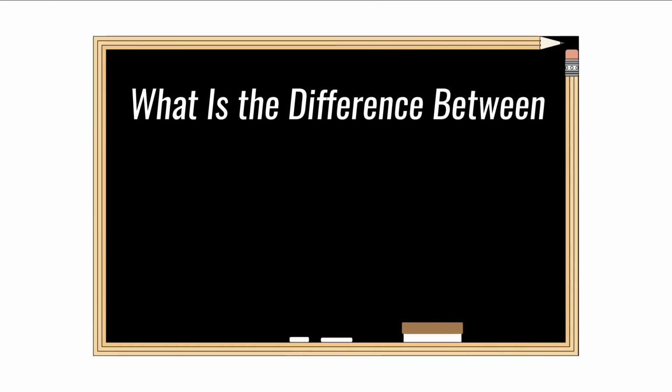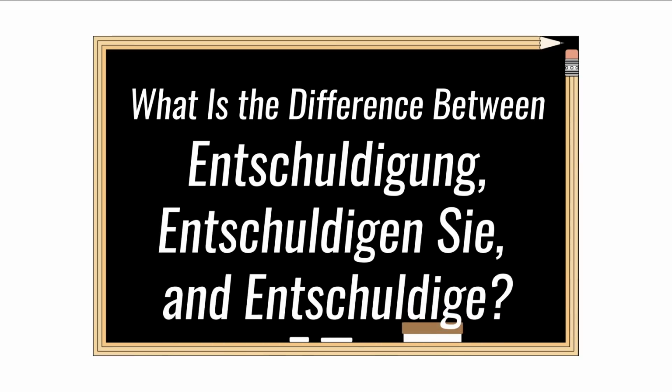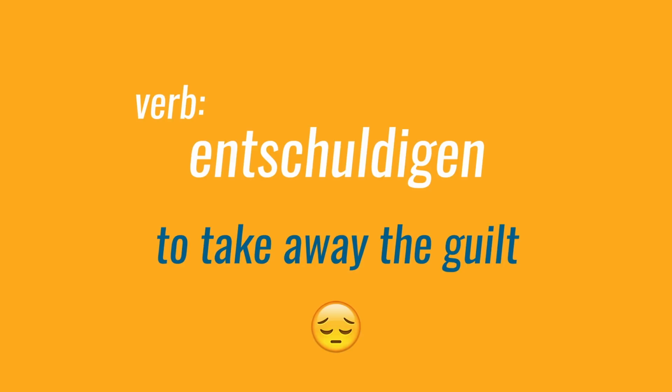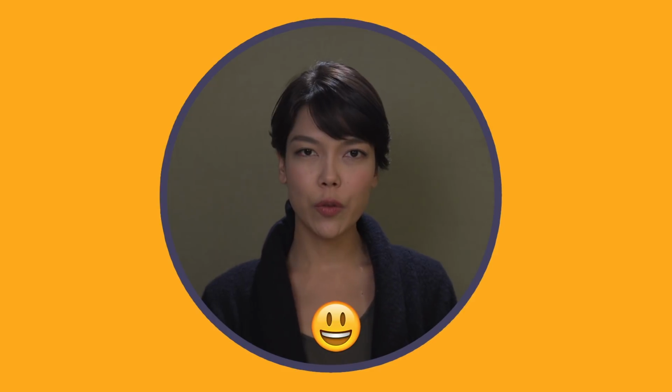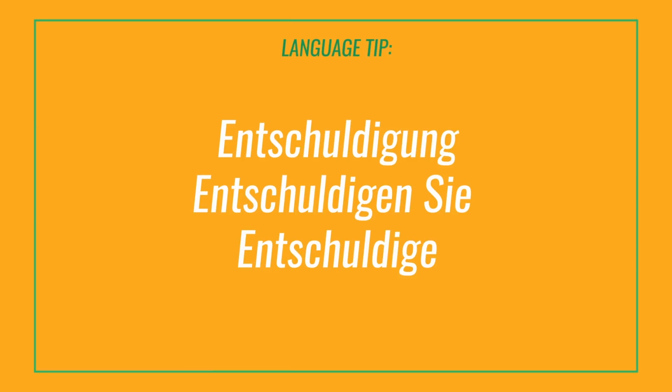The question for this lesson is, what is the difference between Entschuldigung, Entschuldigen Sie, and Entschuldige? Let's start from the beginning. The verb entschuldigen can be literally translated as to take away the guilt, with die Schuld meaning the guilt. This means you're asking the other person to free you from feeling guilty for whatever you're apologizing for.